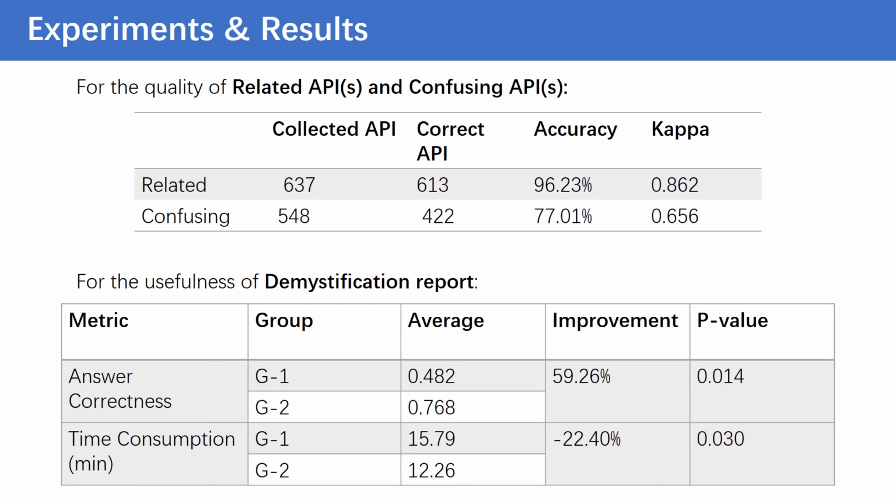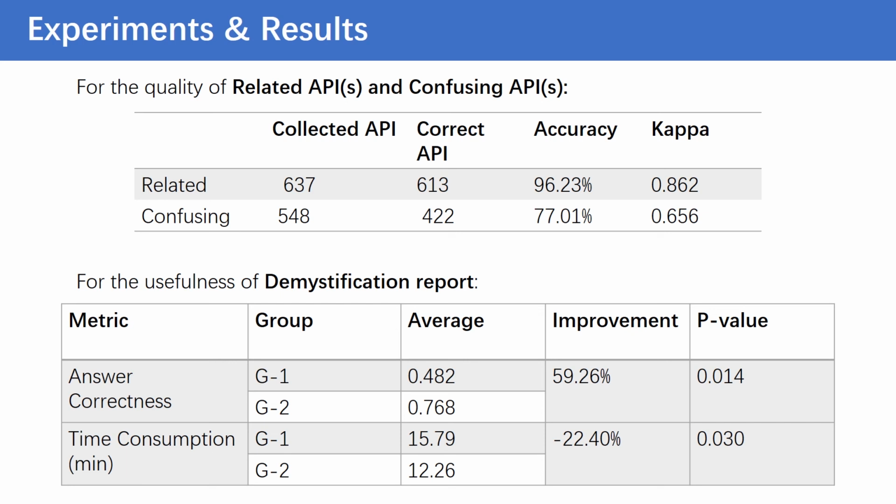We evaluate the participants' performance based on their task completion time and answer correctness. The table shows the average answer correctness and task completion time. The result shows that the answer correctness of the experimental group is better than the control group, and the experimental group can complete the task faster.